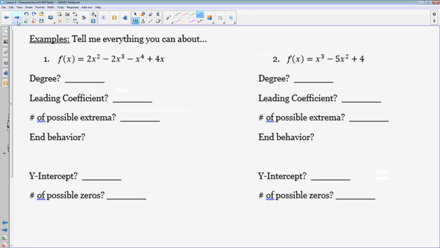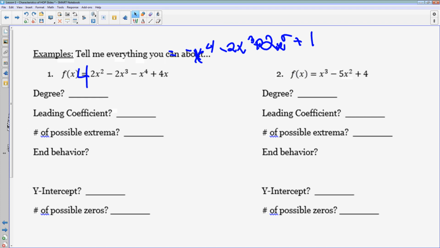So let's look at some examples. Example number 1: if you look across, your degree is 4. That's your highest exponent. Your leading coefficient, if you were to rewrite this in standard form, which would be a good idea, is negative x to the 4th minus 2x cubed plus 2x squared plus 4x. I'm sorry that everything keeps moving on me today. My leading coefficient is actually negative 1. So I have a degree of 4, but my leading coefficient is negative.